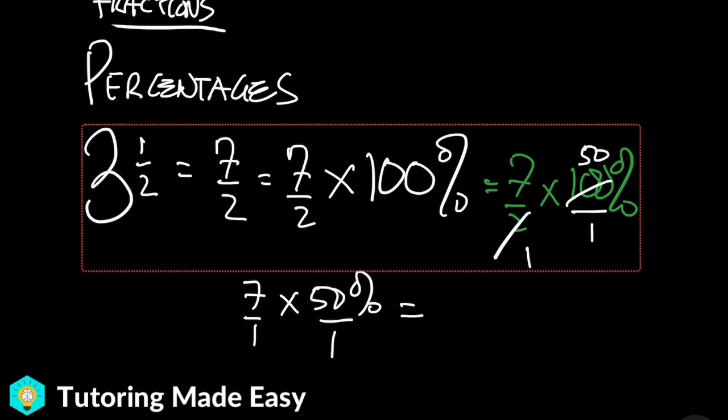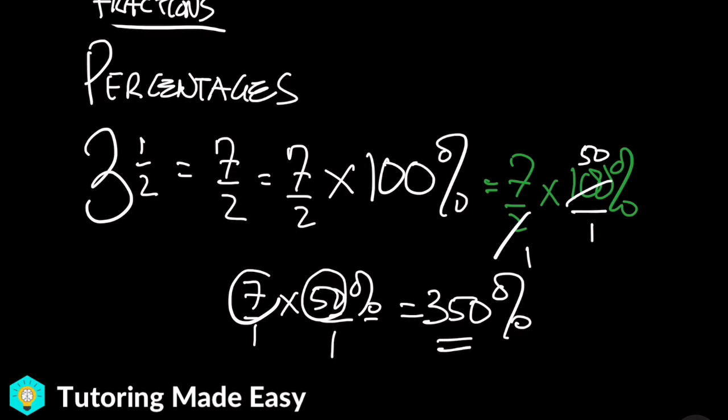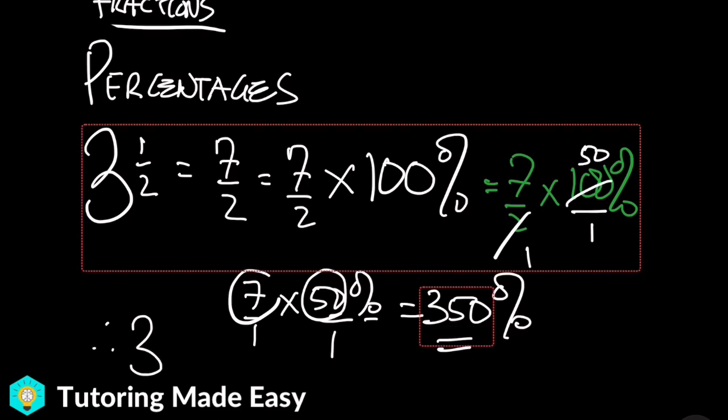Now we can't do anything more. So we're going to multiply this 50 by this 7, and we end up getting 350. And then we bring the percent symbol there. So therefore, we can say that 3 whole number 1/2 is the same as 350%.